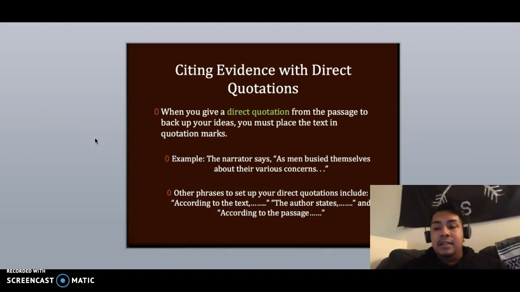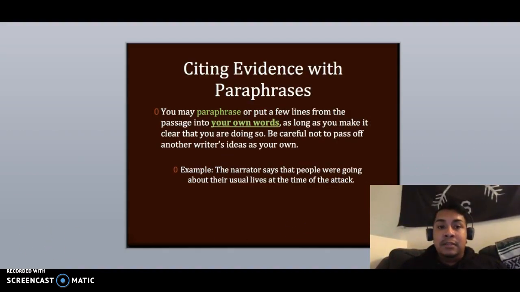So let's say that you are going to cite evidence with a direct quote. When you give a direct quote from the passage to back your ideas, you must place the text in quotation marks. So the narrator says, quotation, as men busied themselves about their various concerns, end quotation. You would do that because you're not using your words, you're using the author's words.